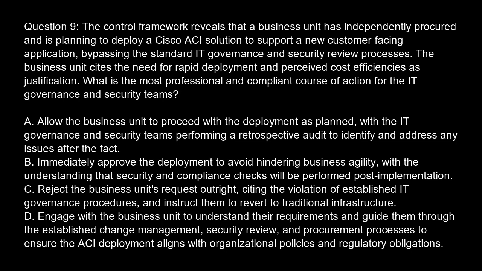Question 9. The control framework reveals that a business unit has independently procured and is planning to deploy a Cisco ACI solution to support a new customer-facing application, bypassing the standard IT governance and security review processes. The business unit cites the need for rapid deployment and perceived cost efficiencies as justification. What is the most professional and compliant course of action for the IT governance and security teams?